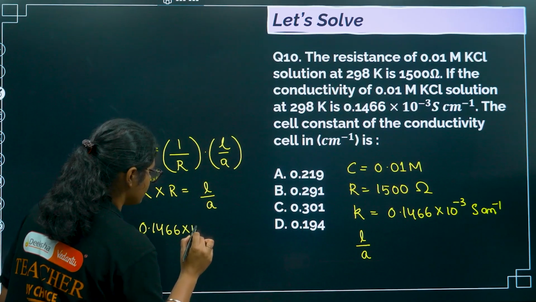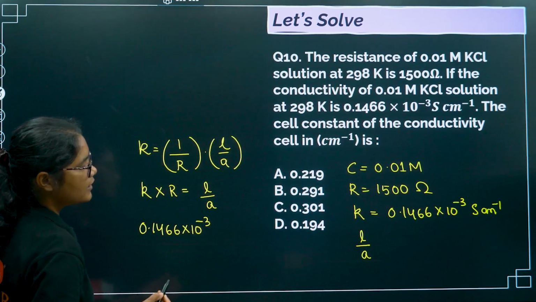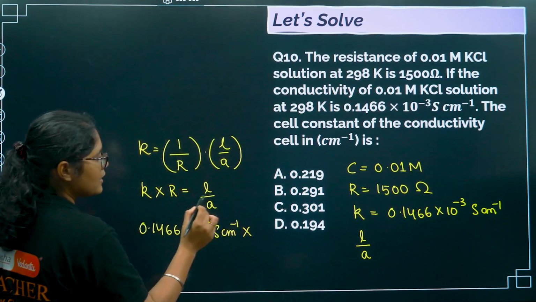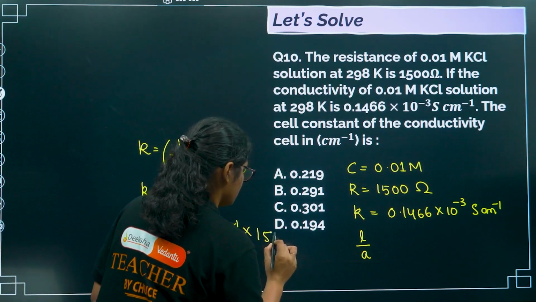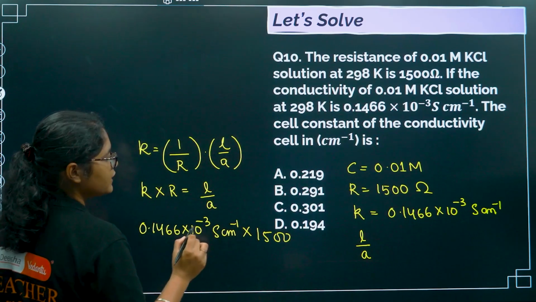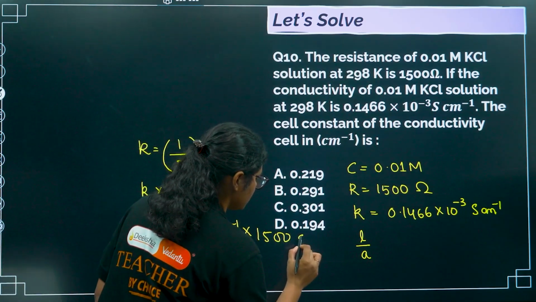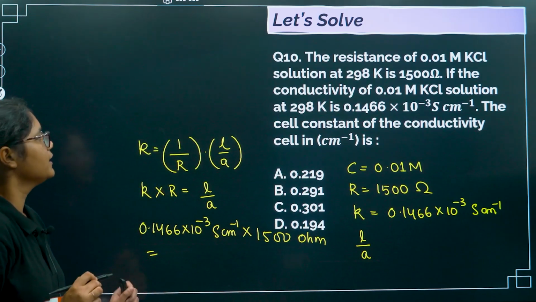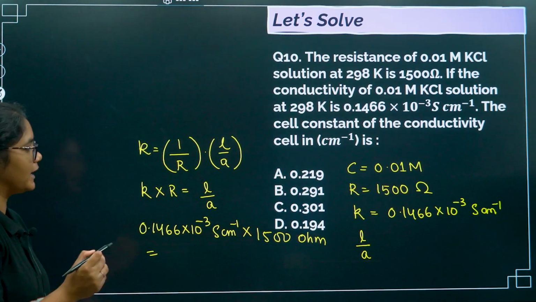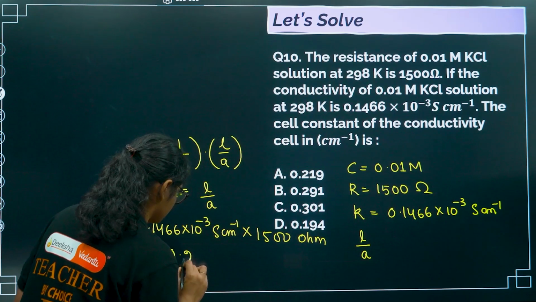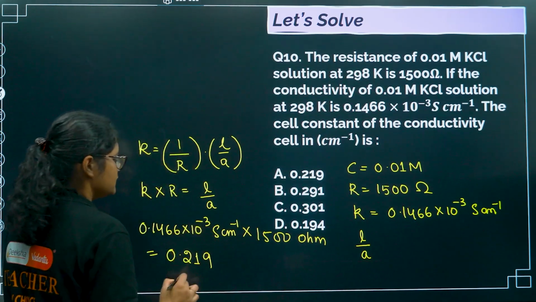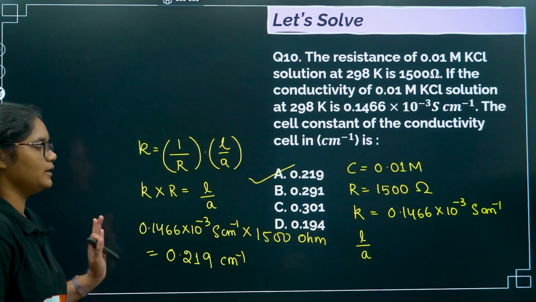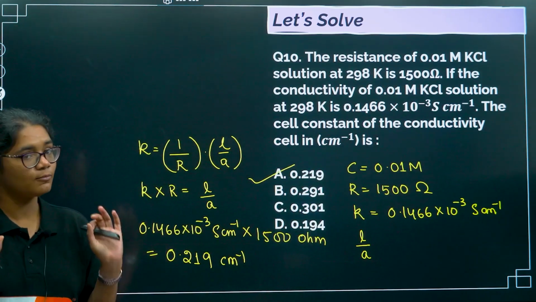0.1466 into 10 to the power of minus 3, right? And I have S centimeter inverse, and then R value is 1500, right? 1500 ohm. So you just need to multiply these two, right? If you multiply these two, you will get around 0.219 centimeter inverse. So the correct answer for this question will be option number A. Very simple, direct formula based question.